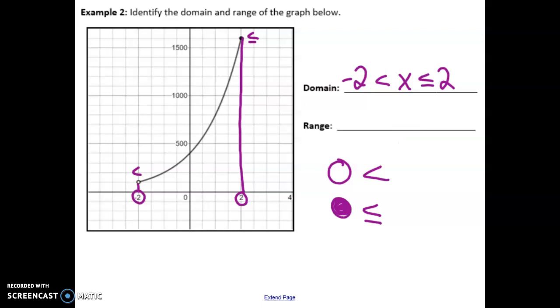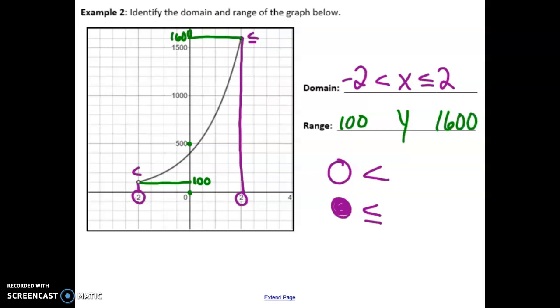So let's have a look at our range next. Okay, I'm going to do it in a different color. So range are our y's. If we drew lines to the x-axis for domain, we're going to draw lines to the y-axis for our range. So you can see I'm drawing a line here to the y-axis. Now, if this is 0 right here, and this is 500, each block, 500 divided by 5, each block is going to be 100. So 100 is the lowest our graph goes. And the highest is all the way up here. So if each block is 100, 1500 plus another 100 puts us at 1600 as our maximum y value.